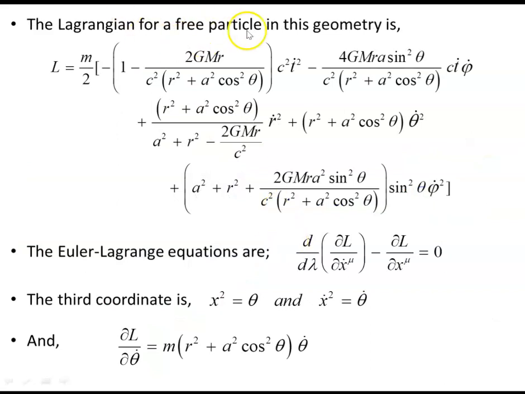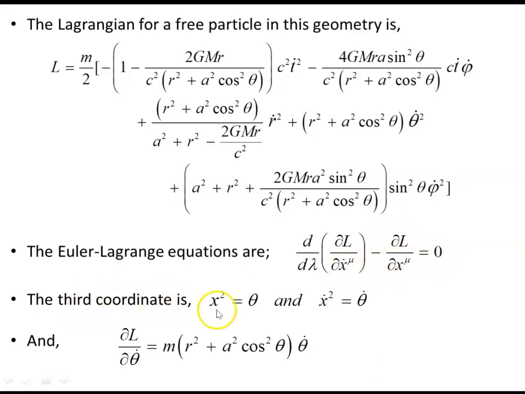All right, so the Lagrangian for a free particle in this geometry is L equals m on 2 times gtt c squared t dot squared, the cross term, the r dot term, theta dot term, and phi dot term here. So g t phi, g rr, g theta theta, and then g phi phi, both indices lowered. Now the Euler-Lagrange equations are d d lambda of the partial derivative dL d x dot mu minus dL d x mu is 0.